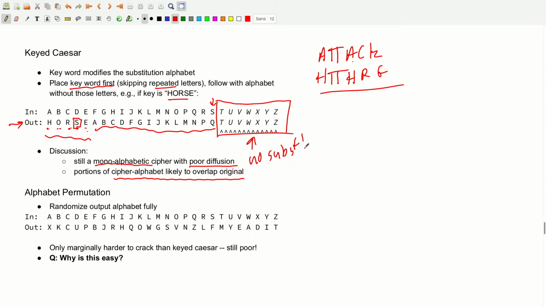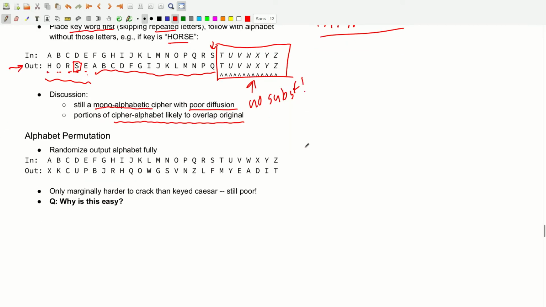Okay, you say, why don't we just permute the alphabet completely? So we're just going to randomize the output alphabet fully. Okay, so here I've come up with a random permutation of the alphabet. There's no structure or order. Well, the con here, of course, is that I need to share that output alphabet with the receiver somehow. I can't just share a number. I actually have to give them that order of 26 letters.